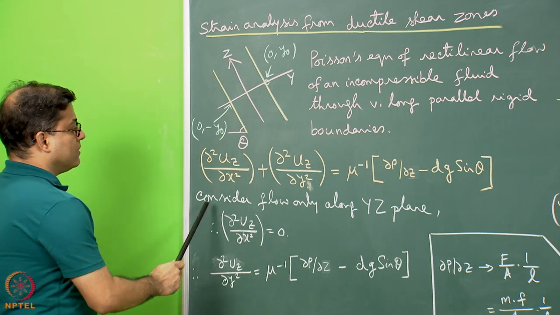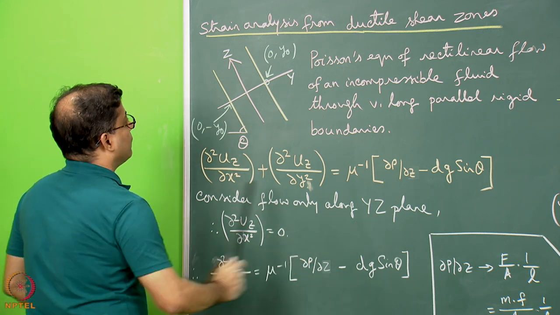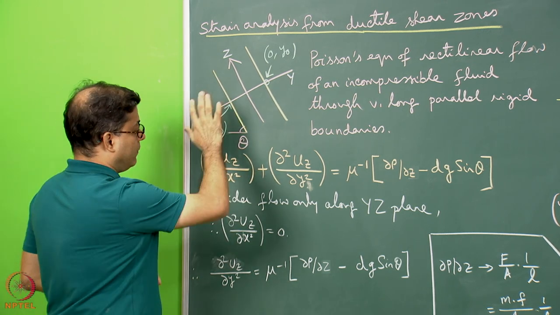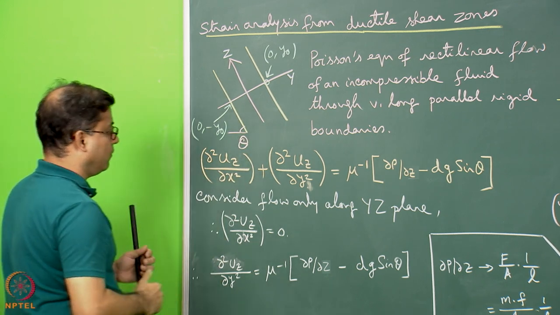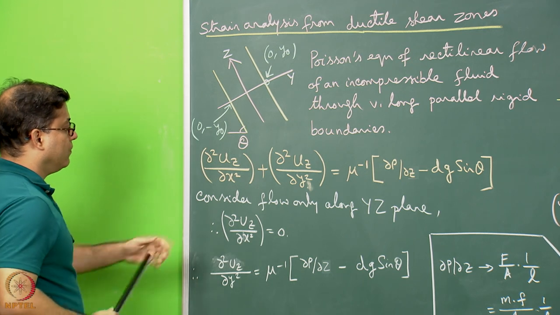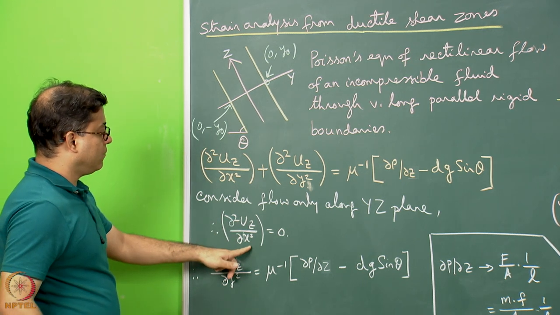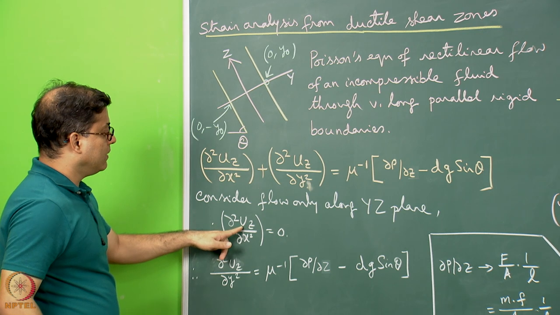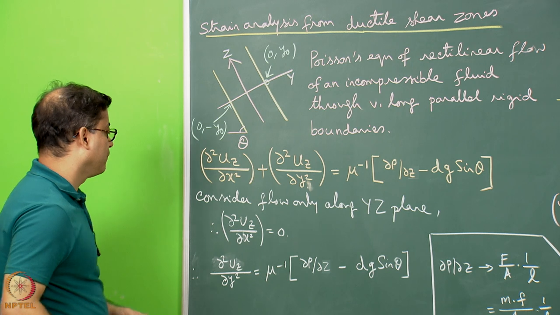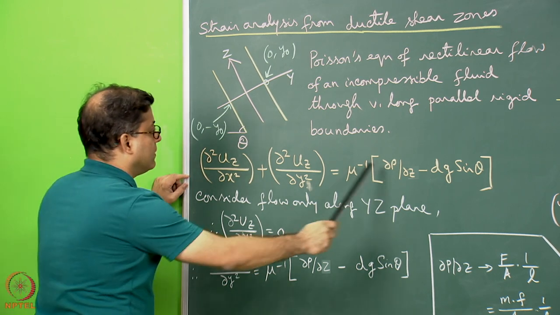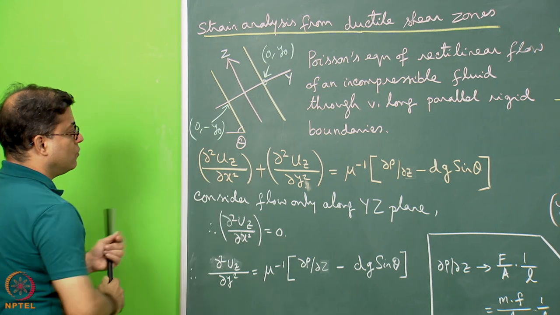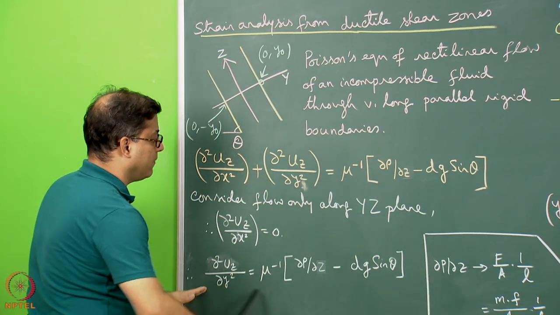Now we are considering only the flow along the yz plane. Indeed, this green board is the plane where we are considering. Consider that we are going to have some deformation or flow where no flow will take place along the x direction. Therefore, del square uz by del x square will be 0. How the uz varies along the x direction, that is going to be 0. There is no such flow actually. So therefore, this Poisson's equation will be simplified in this way. This term will be out and this much will be there, which I have written.